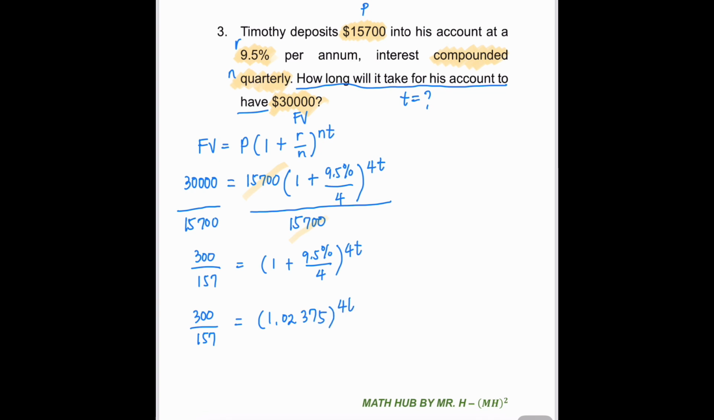Now, if you type the base on your calculator, you need to write everything.